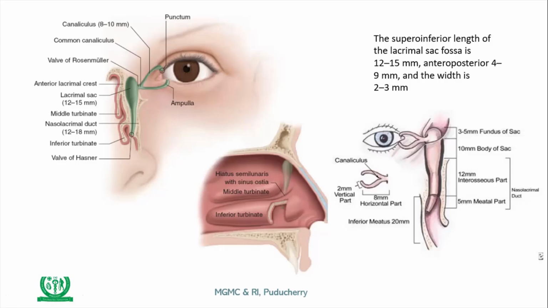The part of the sac above the medial canthal tendon is called the fundus, which is around 3 to 5 mm, and the part below is the rest of the sac, around 10 millimeters. The lower part of the sac continues as the NLD into the nasolacrimal canal, the bony canal, and then it opens into the inferior meatus. There is a small continuation of this membranous NLD before opening into the inferior meatus.